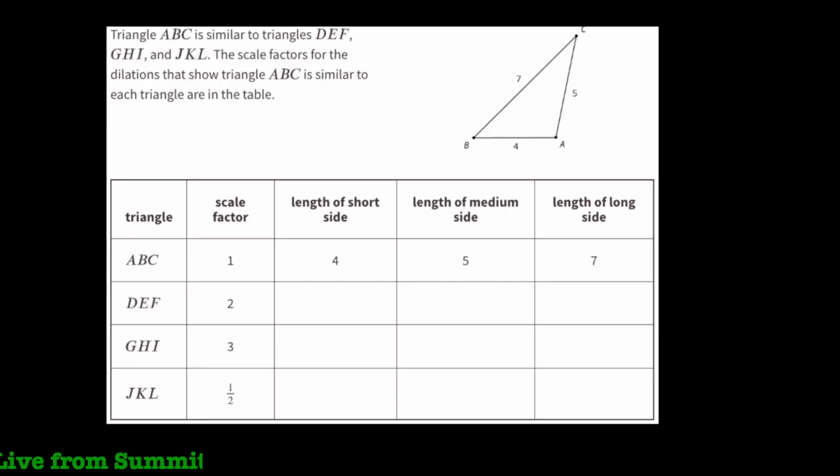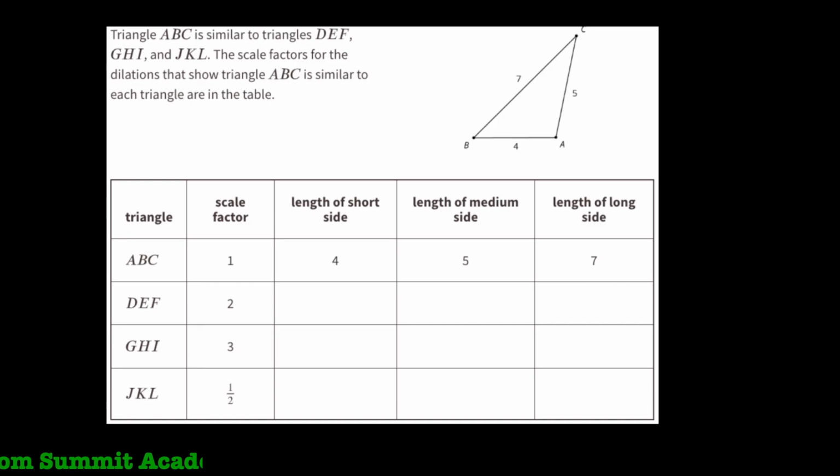In the part underneath of it, it says triangle ABC is similar to triangles DEF, GHI, and JKL. It gives you the picture of the first triangle, and what we're trying to figure out is the side lengths of the other triangles. It says the scale factors for the dilations that show triangle ABC is similar to each triangle in the table. So I'm going to draw out this first one, that way you guys are able to see it.